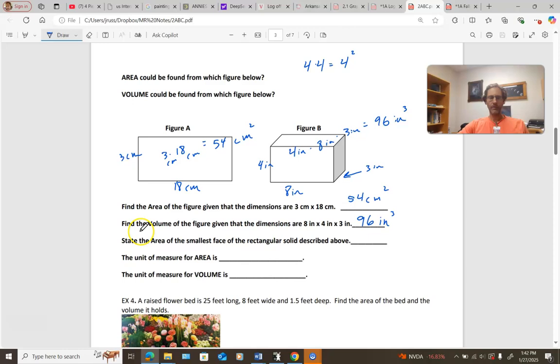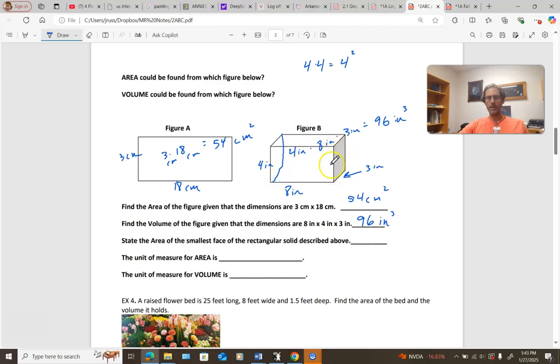Let's see here. The next question says, state the area of the smallest face of the rectangular solid described above. Well, this is the rectangular solid. The smallest face would be the face that has the two smallest dimensions. So it's probably going to be this face right here, guys. This face, or there's another face at this end that you can't really see, that's kind of hidden there.